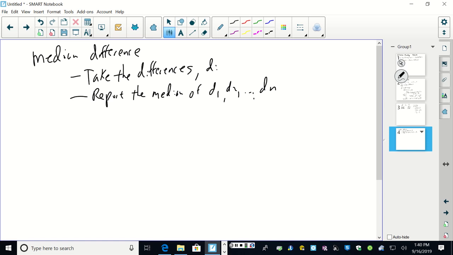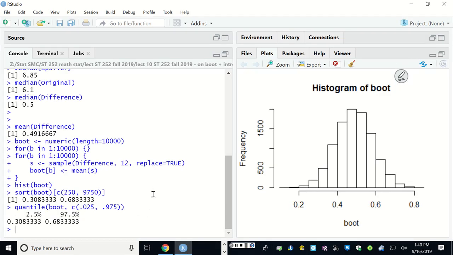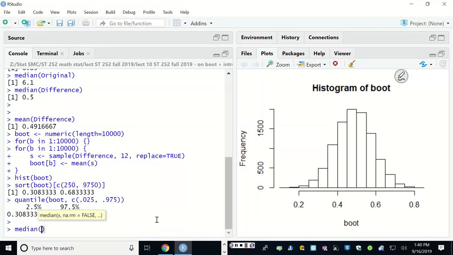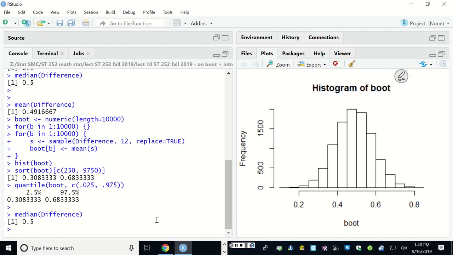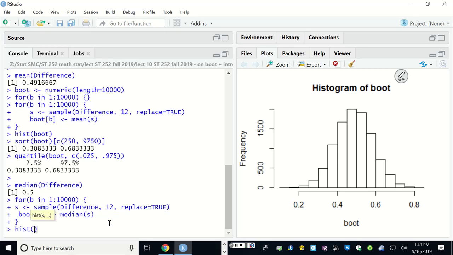We can bootstrap that pretty much the same way. Right? Bootstrap for this is essentially the same. We can bootstrap the differences, and instead of computing the mean, just report the median. So in this case, the median of the differences was 0.5. And if we wanted to bootstrap that, we could use this line again, and we could use the same sampling statement. But then we could report instead just the median of those differences. And that will give us a sample. Let's see what that looks like though.